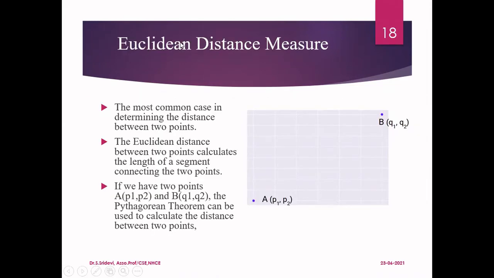First, let us consider the Euclidean distance measure. This is the most common case in determining the distance between any 2 points. For example, let me assume that I have 2 points A and B in the 2D plane.